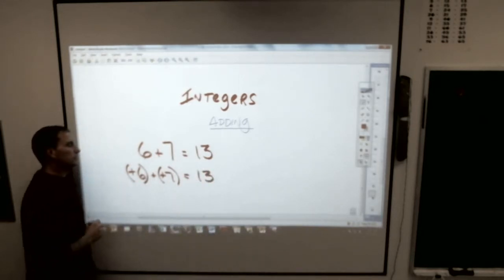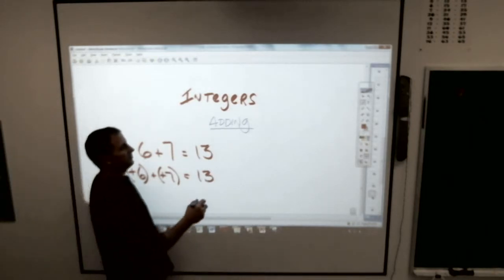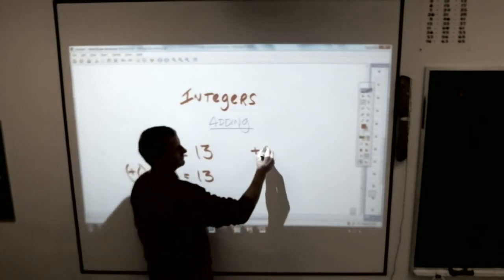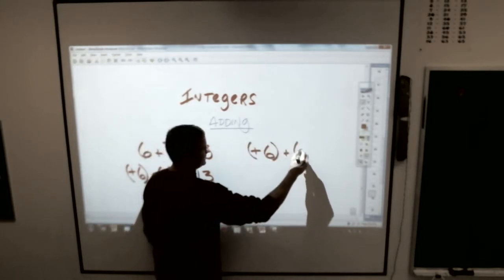But what we have to consider is what happens if it's a negative. I mean, these are both positive, so it's not a big deal. It's what you've always done from the time you were a grasshopper. But what if it ends up being this? Positive 6 plus a negative 7.